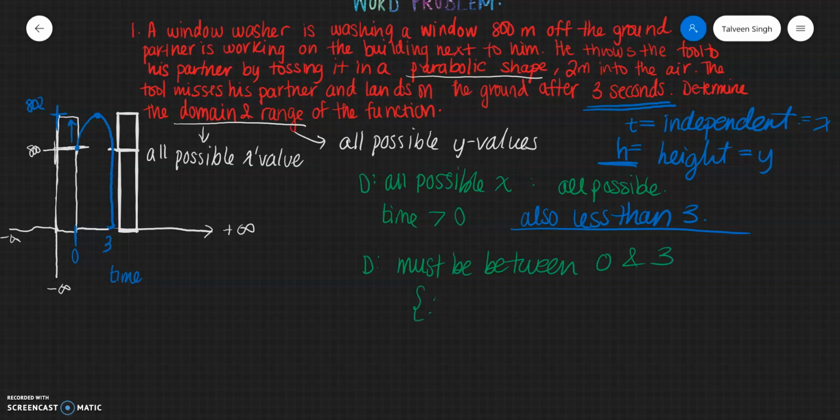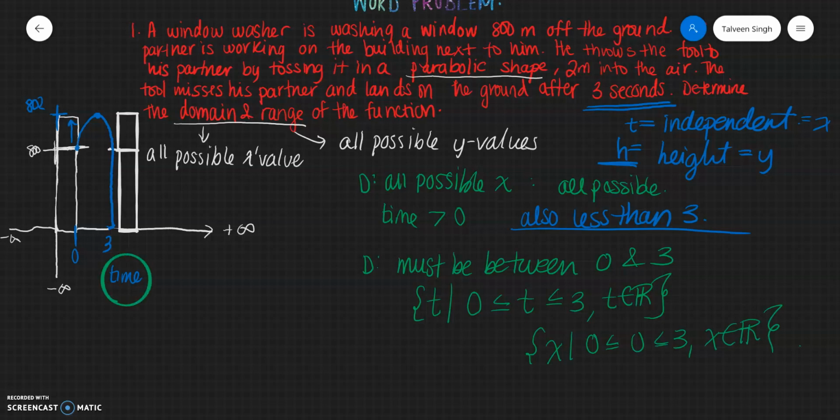Therefore, I'm just going to write it in. X, or if you want to be more specific, t, such that t is greater than 0, less than 3. T is an element of all real numbers. If you wrote this as x, I would accept this too. If you wrote x such that x is greater than 0, less than 3, x is an element of all real numbers, I would accept that.